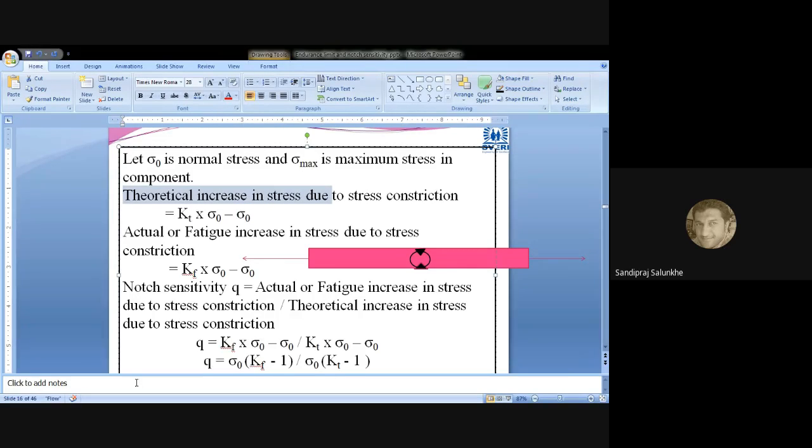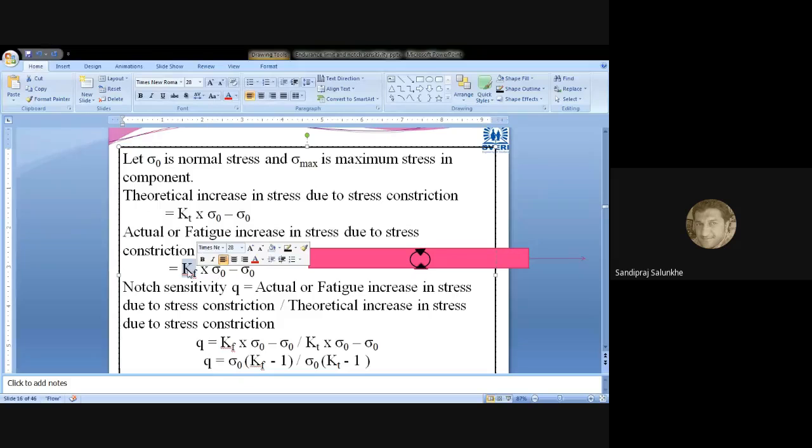Okay, so this theoretical increase in stress due to stress concentration is nothing but Kt multiplied by sigma 0 minus sigma 0. Okay, this is the theoretical increase. Now we are going to say actual increase in stress concentration, or it is called the fatigue increase in stress concentration. For that we have used a factor Kf. Kf is nothing but the fatigue stress concentration factor.